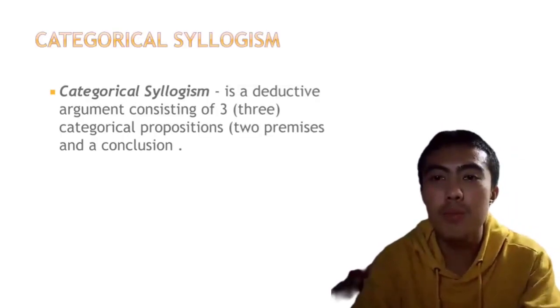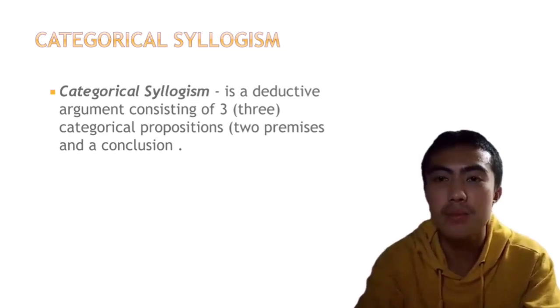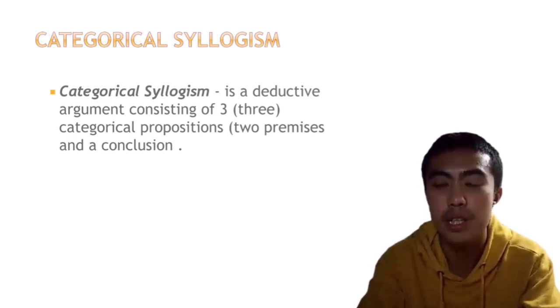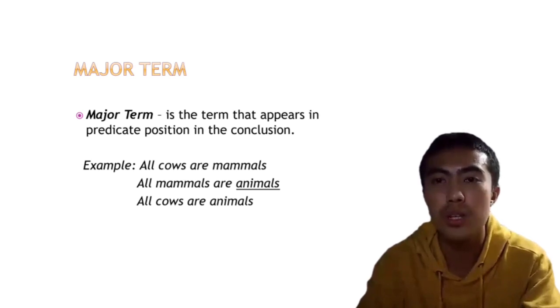Hello, my name is Jabib Torres Sergio, and this is my part of the report, Basic Terms in Categorical Syllogism. Categorical syllogism is a deductive argument consisting of three categorical propositions: two premises and a conclusion. First is the major term. Major term is the term that appears in predicate position in the conclusion.